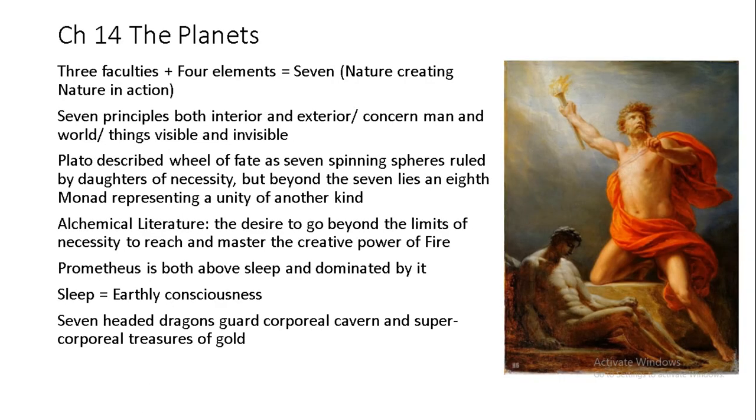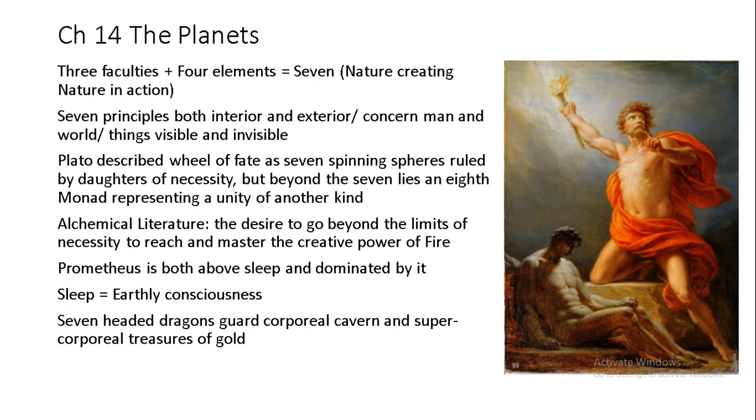In chapter 14, The Planets, we find that although we have already considered the three creative principles, that is, body, soul, and spirit, and we have also considered the four elements, we must now consider the three and the four together. But what will that give us except the highly meaningful number of seven? Not coincidentally, that which was known to be the perfect number.